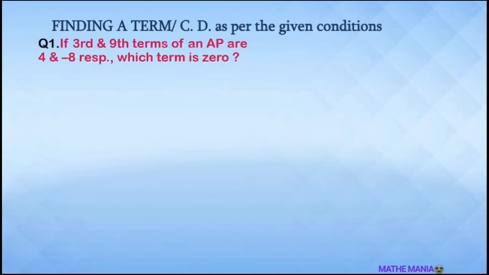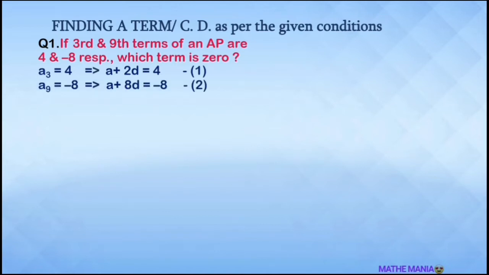In question number 1, we are given the third and ninth terms of the AP and we have to find which term would be 0. Let us take the first term as a and the common difference as d. So the third term is a3, which is given equal to 4. As per the formula an is equal to a plus n minus 1 d, we get the equation a plus 2d is equal to 4. Similarly, a9 is given equal to minus 8, which implies that a plus 8d is equal to minus 8.